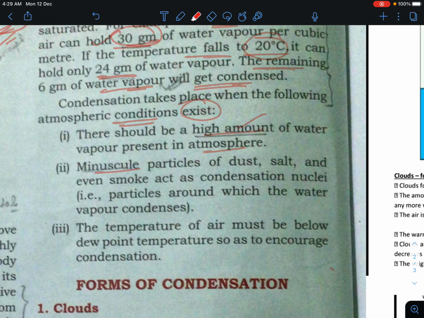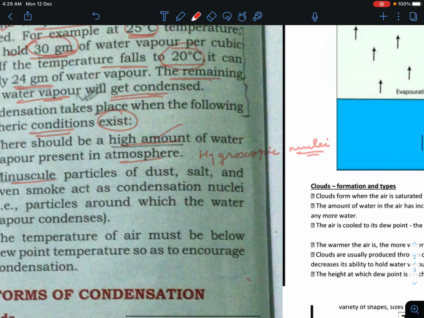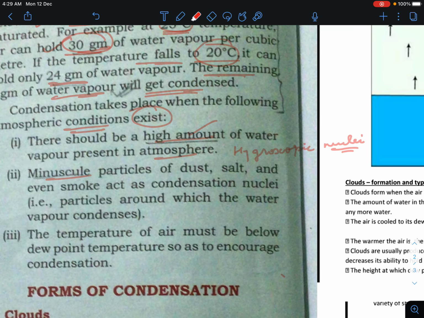Minuscule particles, which are hygroscopic. It is talking about the hygroscopic nuclei. Please remember this one. This is hygroscopic nuclei, the minuscule particles.